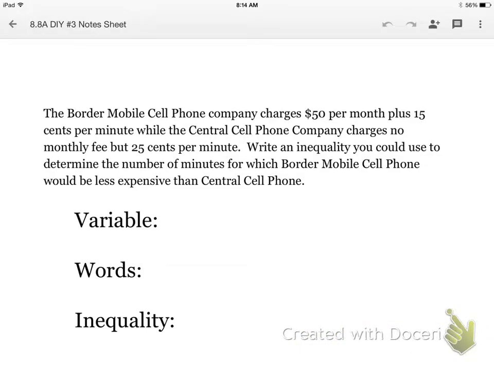So let's look at another example. The Border Mobile Cell Phone Company charges $50 per month plus 15 cents per minute, while the Central Cell Phone Company charges no monthly fee but 25 cents per minute. Write an inequality you could use to determine the number of minutes for which the Border Mobile Cell Phone would be less expensive than Central Cell Phone. So once again, we are looking at our variable, and I'm going to use m for minutes.